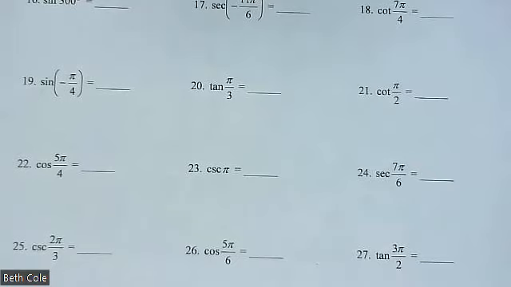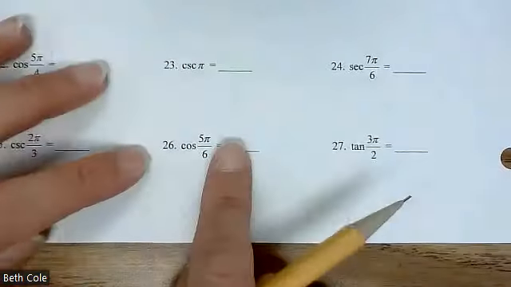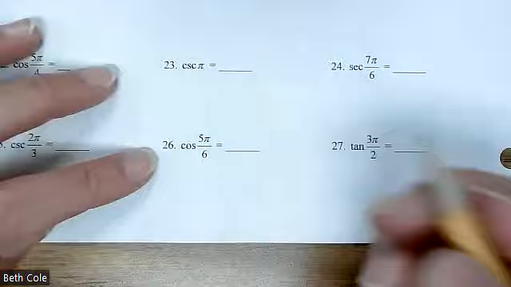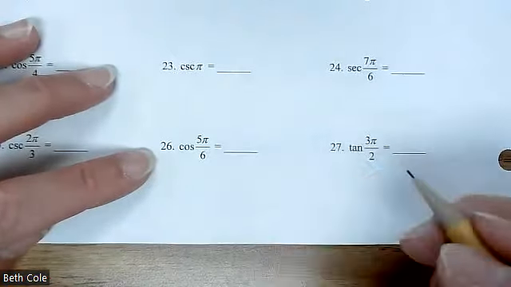I'd like to do one that's a sixth, one that's a fourth, one that's a third, and one that comes out to be the circle. All right. So let's pick one that is a sixth. Do you see a sixth on here? 26. Number 26. All right. What quadrant? I'm just going to do one of each. What quadrant is 5π/6 in?